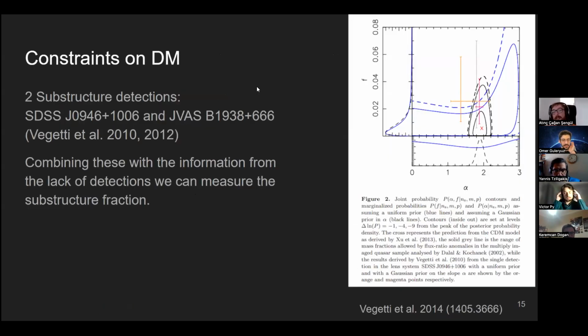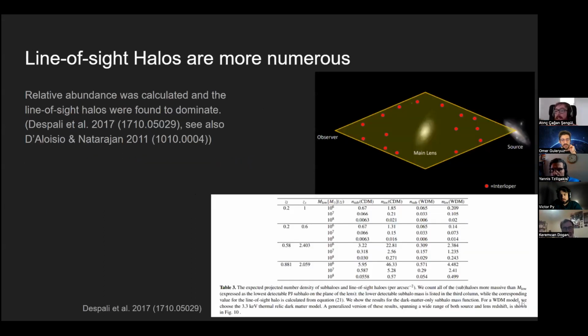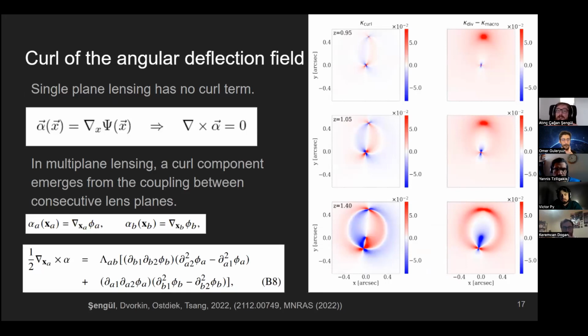But in these papers that detected these substructures, they assumed that whatever object they're detecting using this strong lensing method is a satellite of the main lens galaxy. But we broke that assumption. We said, okay, let's generalize. Let's allow the z distance of the perturber that we're modeling to vary freely. And when you do that, you allow curl in the angular deflection field. This is an interesting mathematical point.